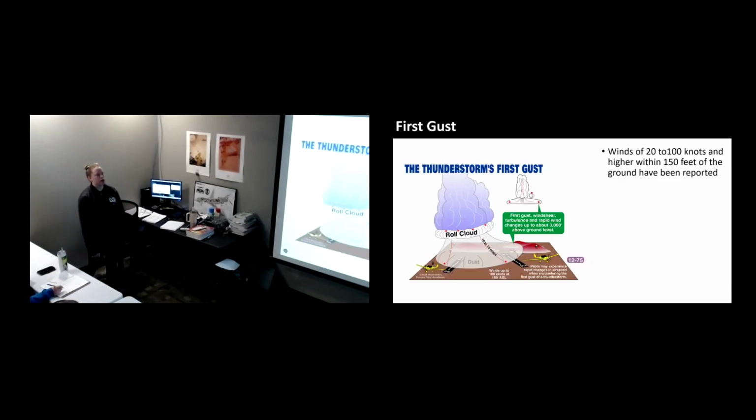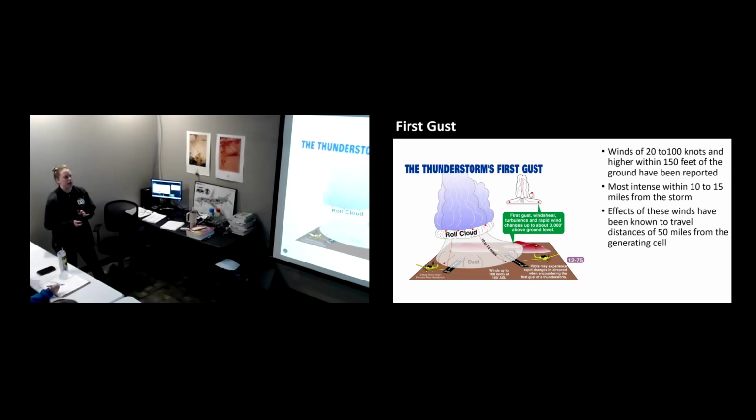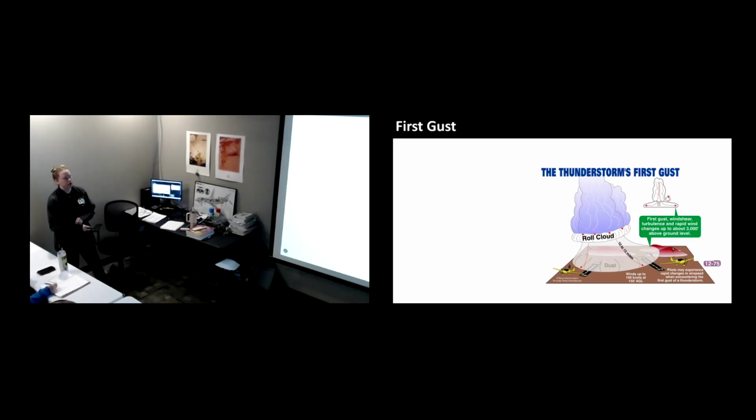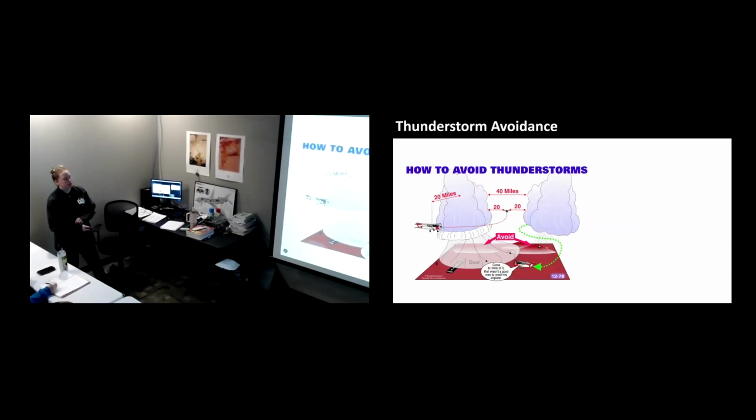Winds from 20 to 100 knots and higher within 150 feet of the ground have been reported. And you see how this is going to be very hazardous. It might not even be raining quite yet. It's the first little swoop. It can be most intense within 10 to 15 miles from the storm. Effects have been seen 50 miles away. There is a name for it. I'm trying to see if it's going to tell you. No, it's not. Cool. Thunderstorm avoidance, 20 miles.